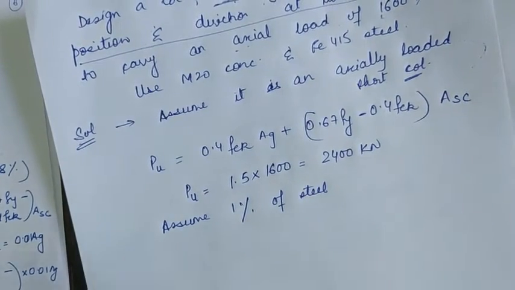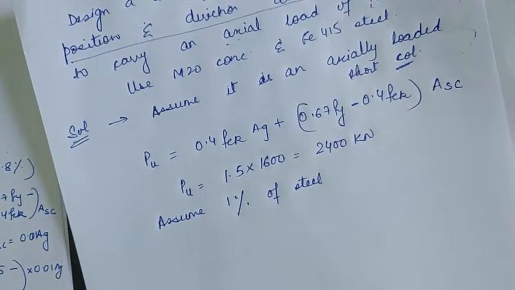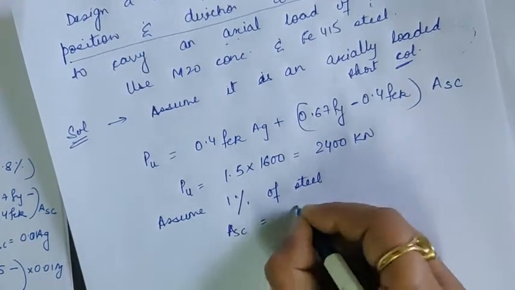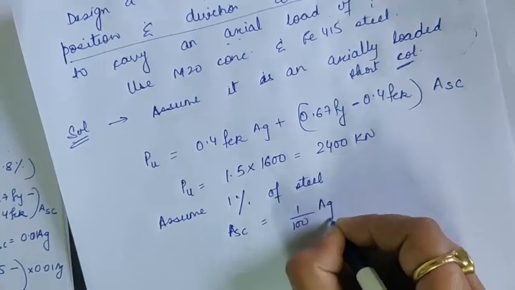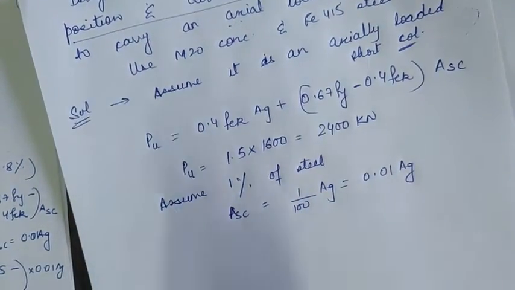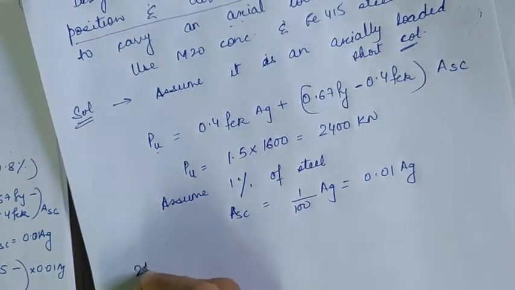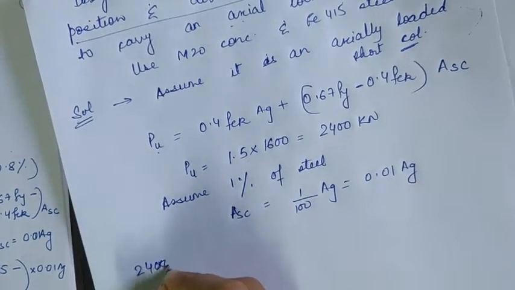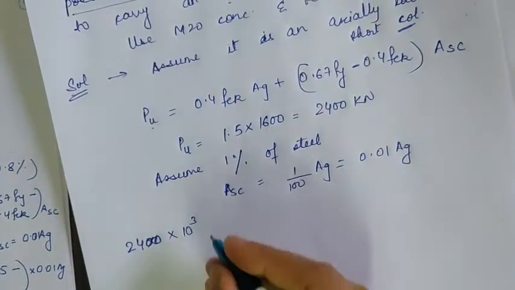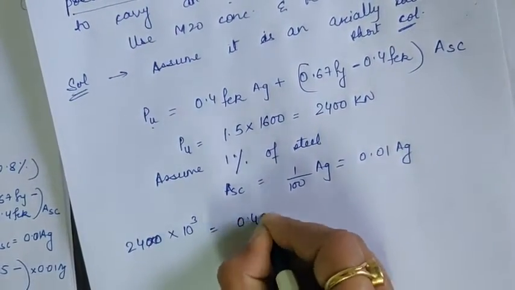It has to be greater than 0.8%, less than 6%. So I am assuming 1%. Therefore ASC is taken as 1 upon 100 of AG, that is 0.01 into AG. So I'll simply put the values. This is 2400 kilonewton. I'll convert it into Newton, is equal to 0.4.